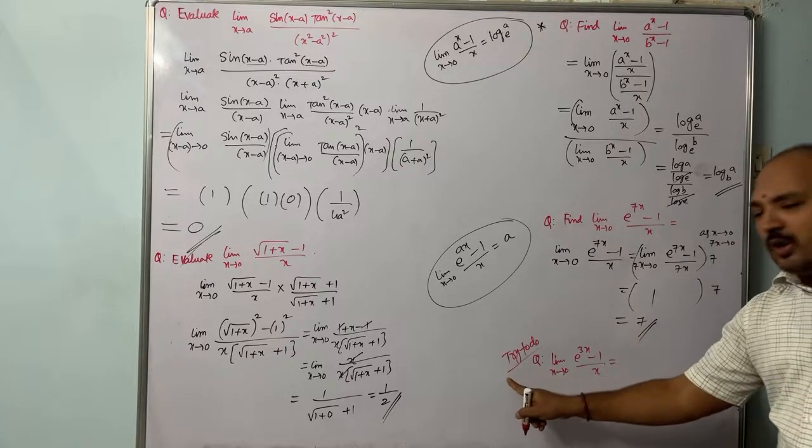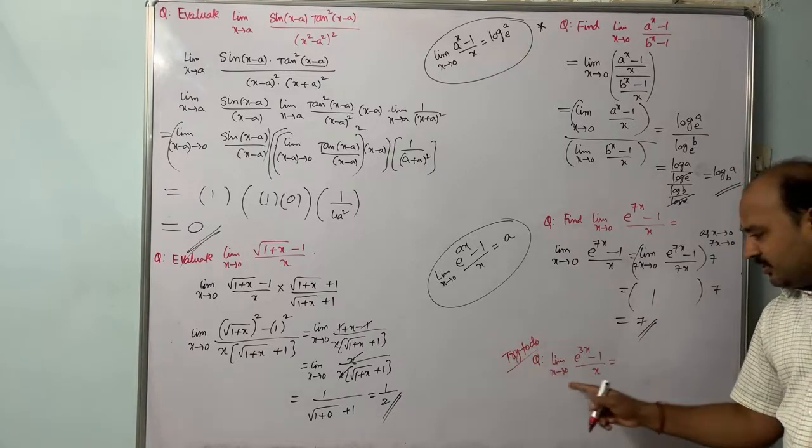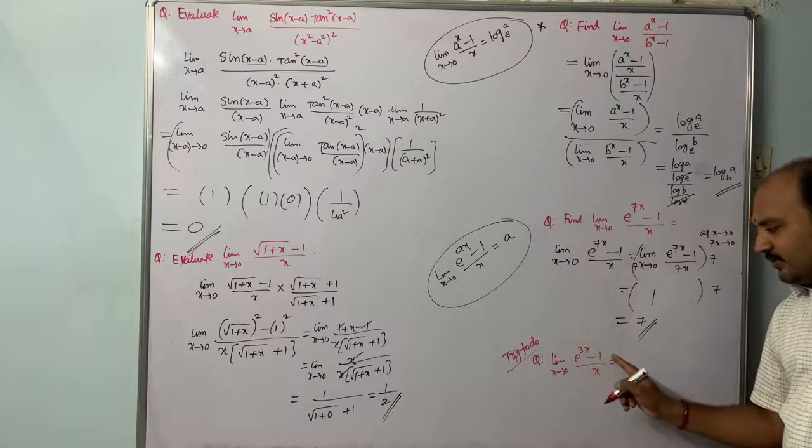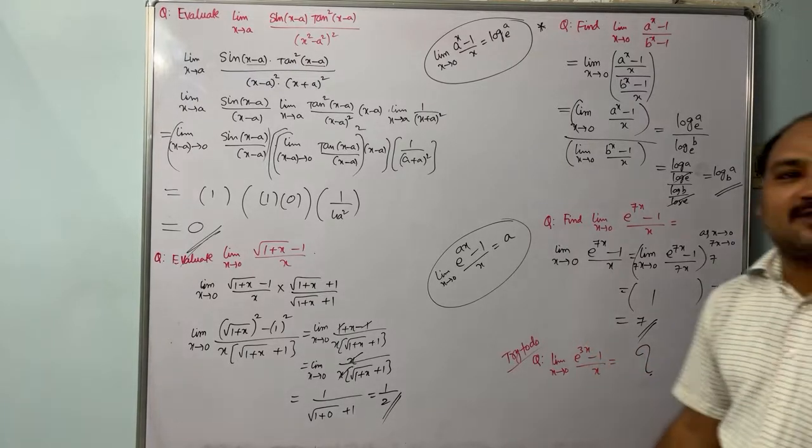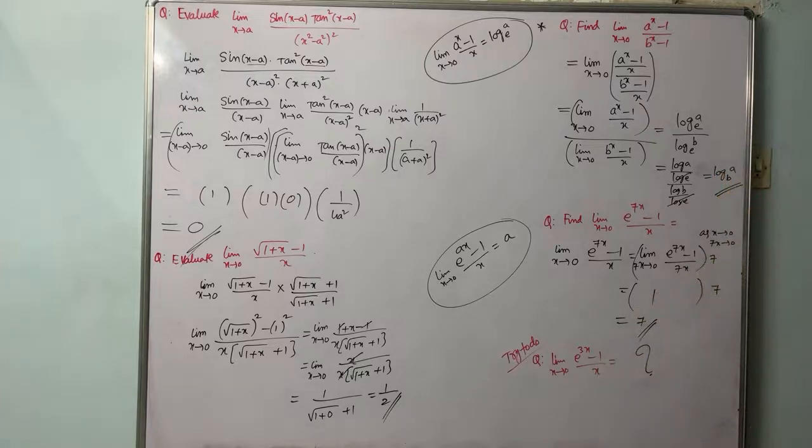I hope you will try, dear students, try this question. Limit x tends to 0, (e power 3x minus 1) by x. Give the answer in the comment box, dear students. Okay, we'll move to another set of questions.